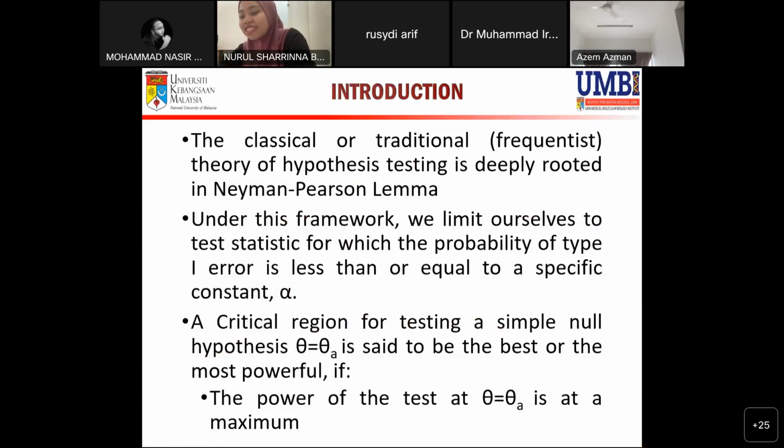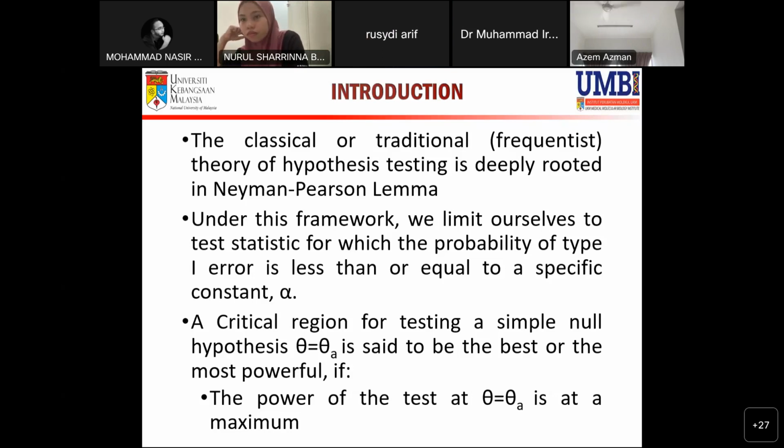Can you see the slides? Okay. So let me introduce first what Neyman-Pearson is all about, just a brief overview. In our classical or traditional frequentist theory, hypothesis testing is deeply rooted in the Neyman-Pearson Lemma. As your lecturer, Dr. Nasir, has told you before, in statistics we can divide the current paradigm or framework into two: either frequentist or Bayesian theories.